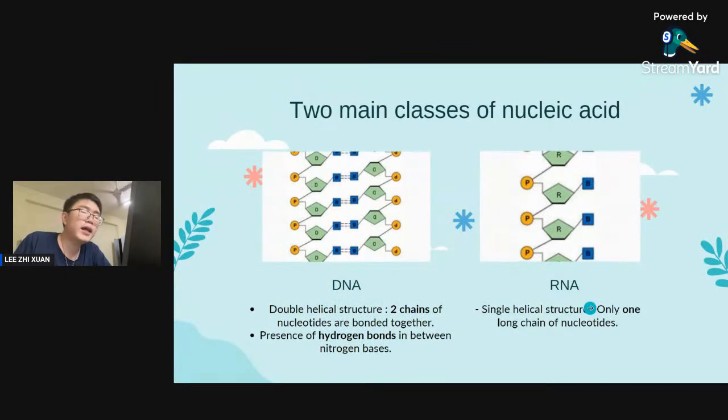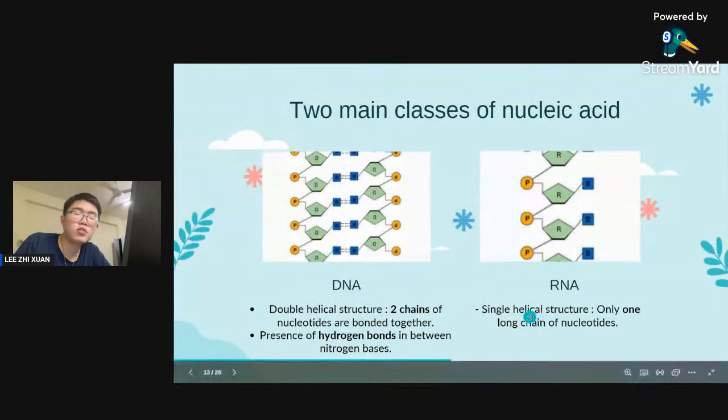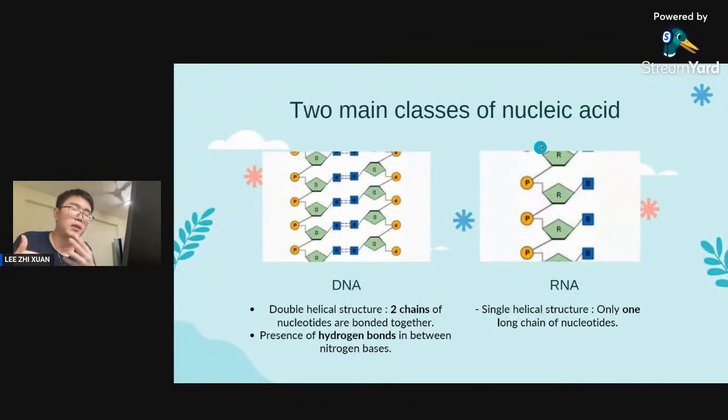But compared to RNA, it can form a helical structure also, but it does not have the hydrogen bonding between another polynucleotide chain. It has hydrogen bonding also, but the hydrogen bonding is within the same nucleotide chain, and it does not have the hydrogen bonding between another polynucleotide. So actually, you will see the structure of RNA later.